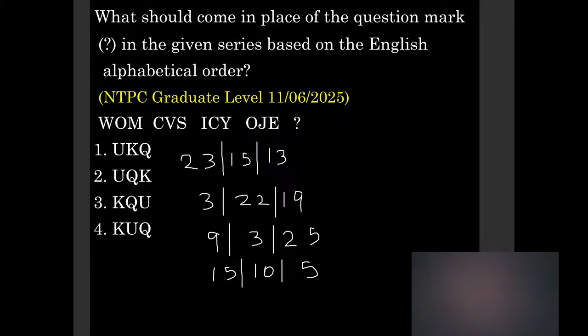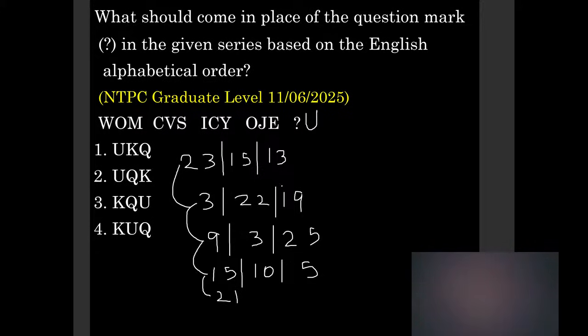If you observe the difference here, they added 6. Here also they added 6. So that means here also they added 6. So for the next one also we should add 6 to it. If you add 6 to 15, we get 21. 21 means it is equal to U.